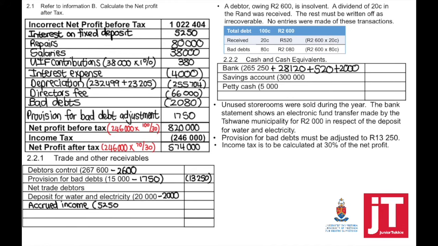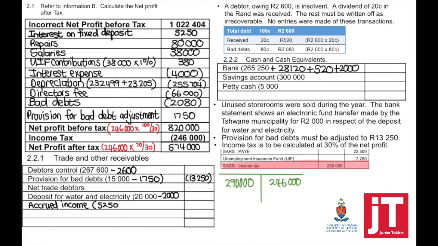Because the income tax was given, we could have calculated the net profit before tax by taking the income tax amount times 100 divided by 30. We could also calculate the net profit after tax by taking the income tax amount times 70 divided by 30. Remember now, the net profit after tax must go to the retained income note.